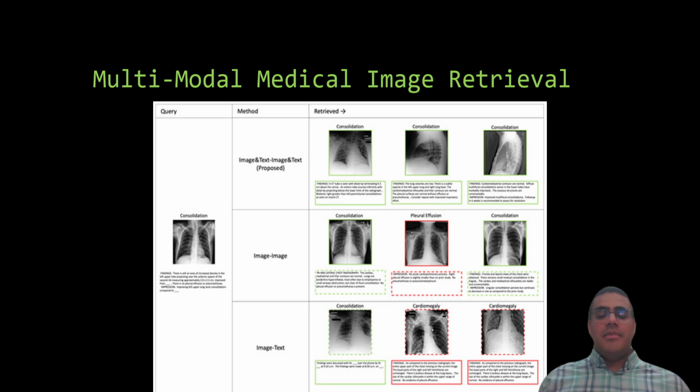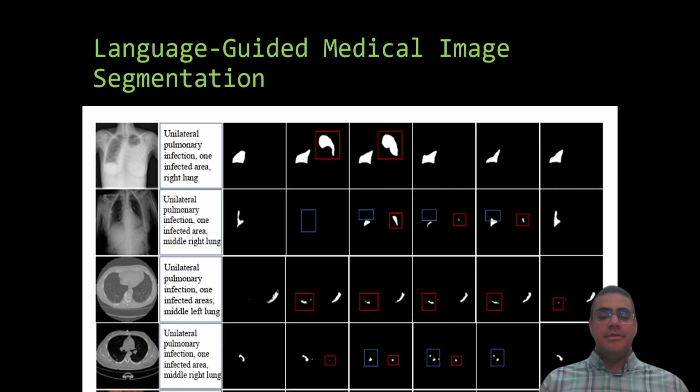Also, we have multimodal medical image retrieval, which means that we have a bunch of paired images and descriptions as text, and we need to develop a multimodal machine learning model that is able to successfully retrieve similar images and similar text for the user.